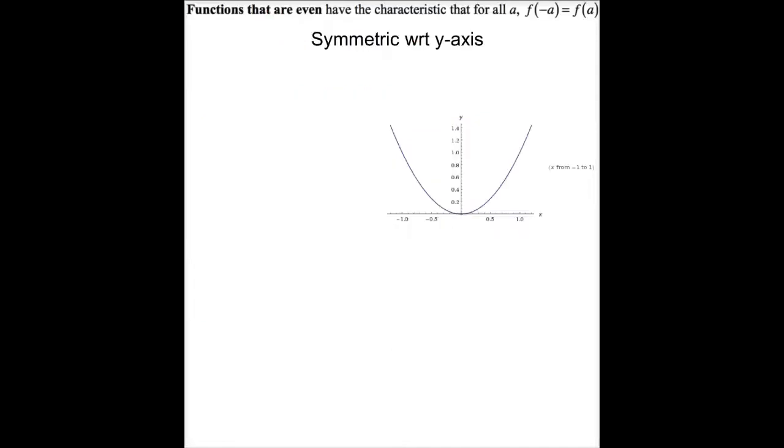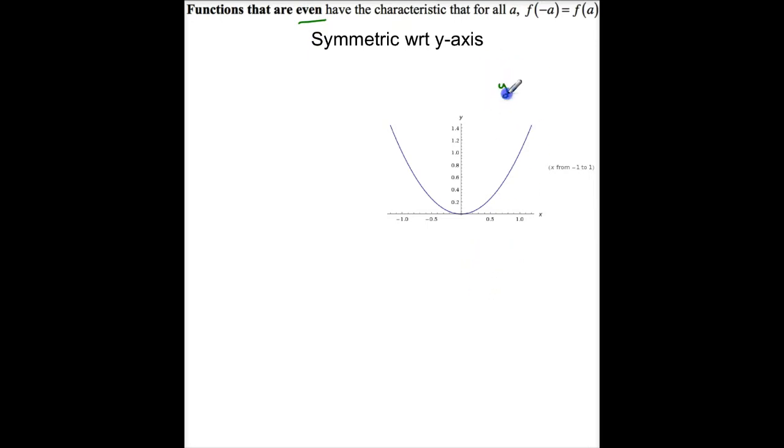Determining whether a function is even or odd and looking at its symmetry is very important. Suppose I want to talk about an even function. Well, for every value a, if I plug in negative a and get the same functional value, then I say that this function is even. And I can also say it has symmetry with respect to the y-axis.